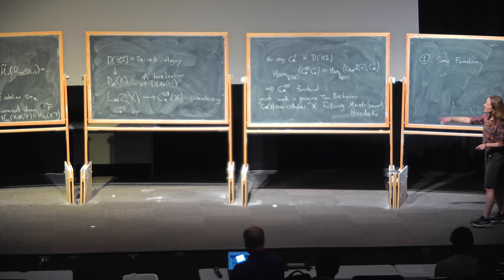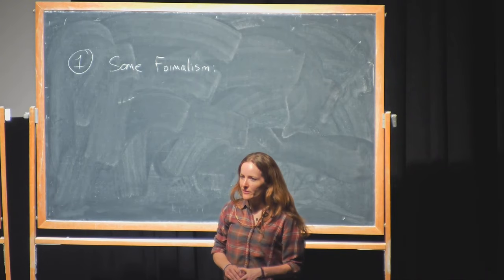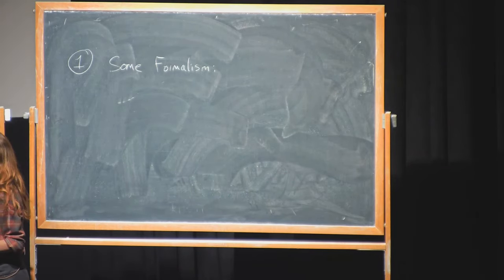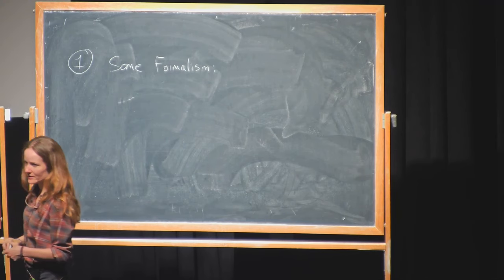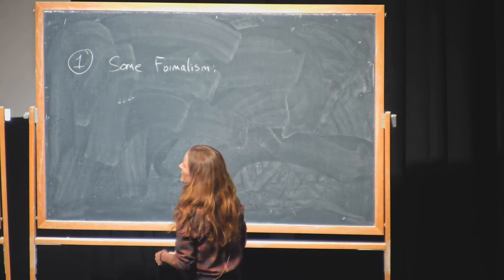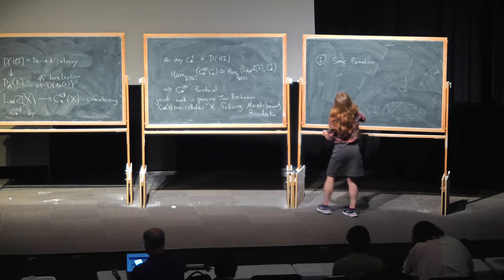We'd like to compare DA1K, which is a category of motives. It's someplace where our schemes are living naturally via this construction. Maybe we could study them like that. So let's pick a category that we might be interested in.